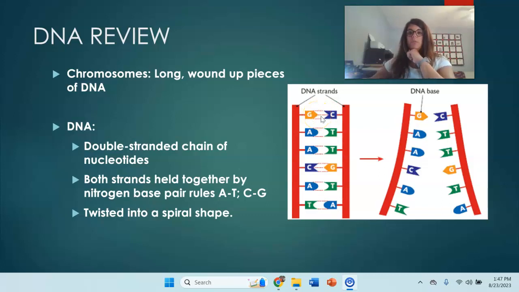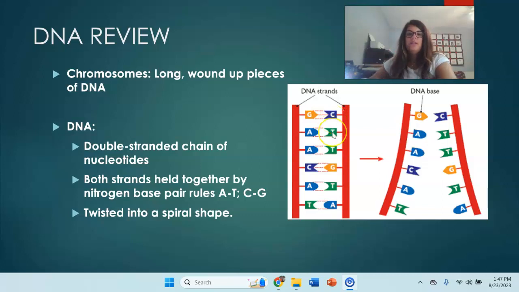There are 4 nitrogen bases: guanine, adenine, cytosine, and thymine. Guanine and cytosine are always going to hook up with each other. You can see that here, G's and C's. Adenines and thymines will always connect or bond with each other. So by looking at the nitrogen base, we can figure out, based on base pair rules, what the other strand would look like that allows those 2 strands to stay together in that double helix formation.